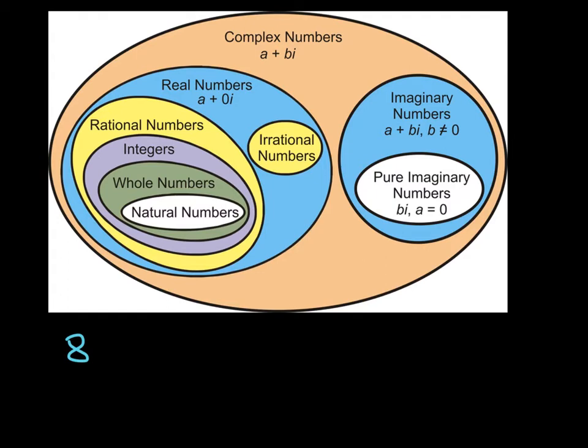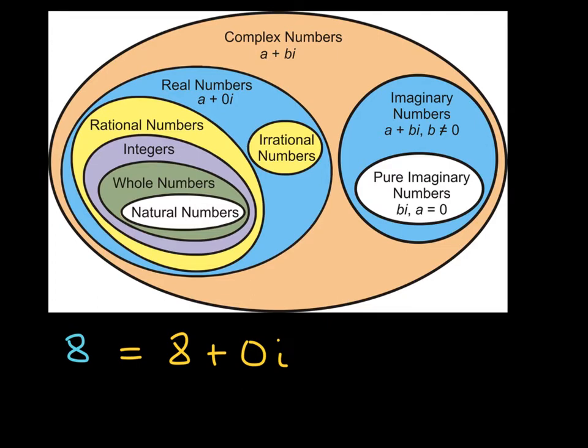Now this one might be tricky. What kind of number is this? Well, to help us, let us consider 8 as 8 plus 0i. Yes, 8 can be rewritten like this. So 8 is really, watch this, now this might kind of blow your mind a little bit, but 8 is actually a complex number. It's a complex number whose imaginary part is 0.